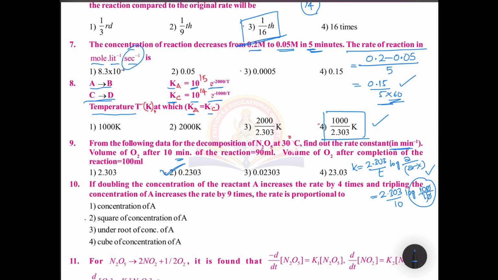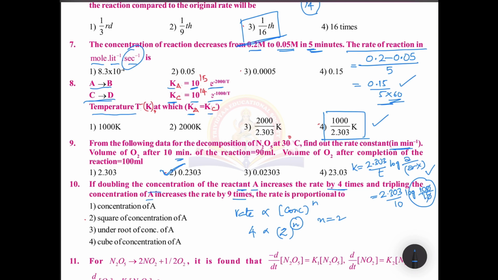If doubling the concentration of the reactant A increases the rate by 4 times and tripling the concentration of A increases the rate by 9 times, then rate is proportional to what? Okay, now according to Mr. Arnav Prasad, rate is proportional to concentration to the power n type. For example, we are saying the rate increases by 4 times when concentration is increased by 2 times. So 2 to the power n. What should be the n value? The n value must be 2.